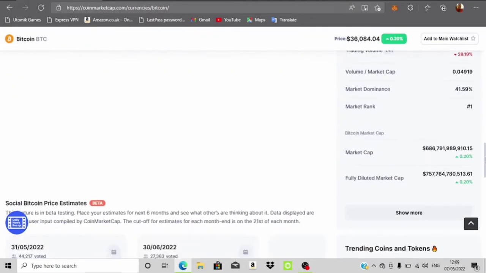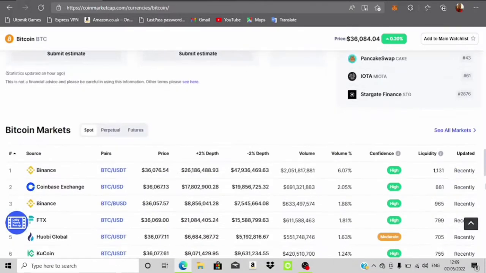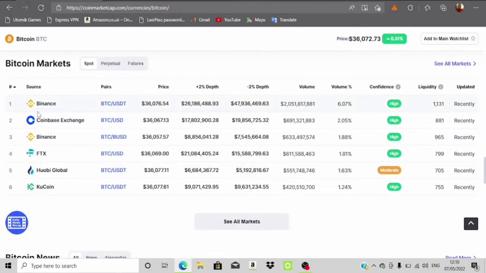So let's scroll. This is just a quick update. I just want to drop it for you guys. I don't want to waste much time doing this, right? So this is a Coinbase exchange, but this is BUSD. Let's just check this one. So this is Binance USDT, and this is Huobi BTC USDT. Over here, you're going to see that the prices are very much similar.